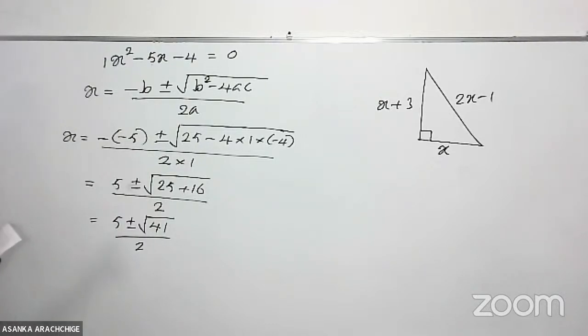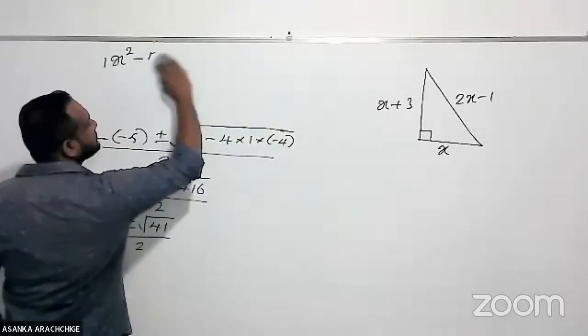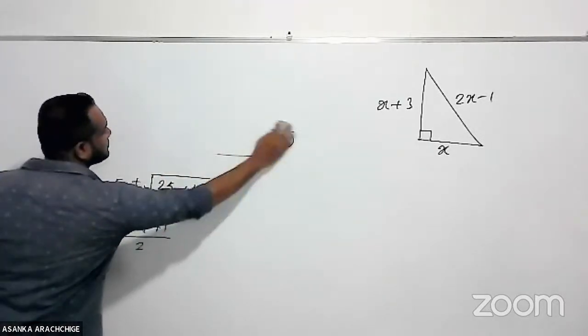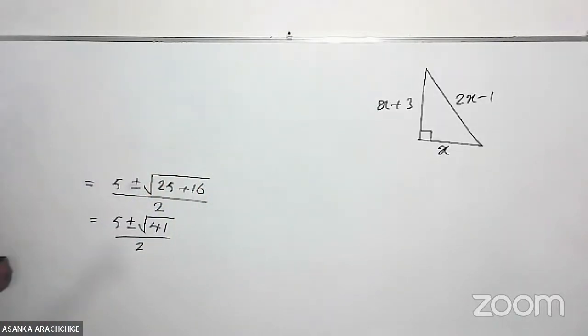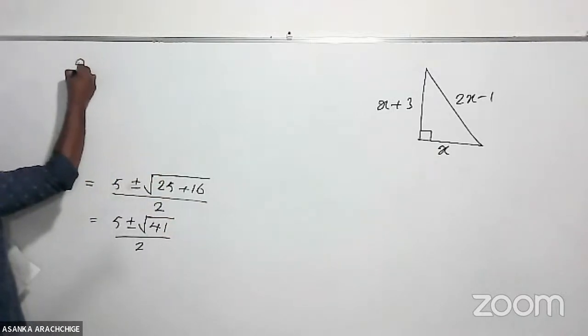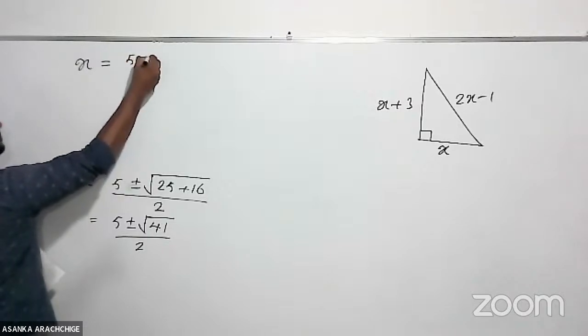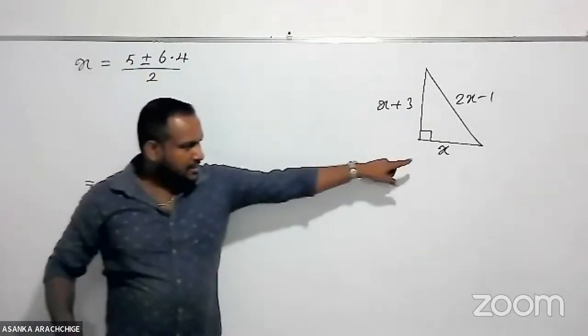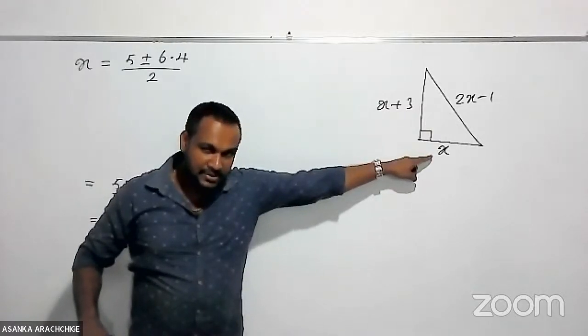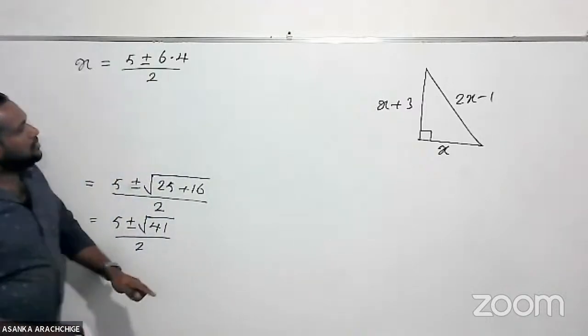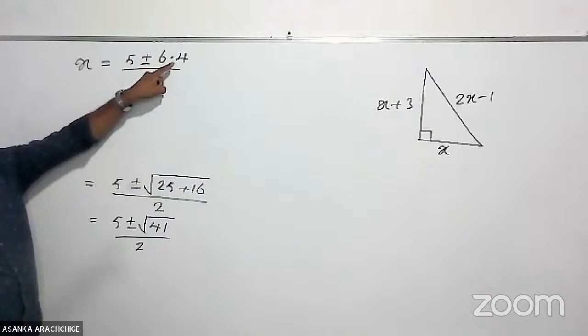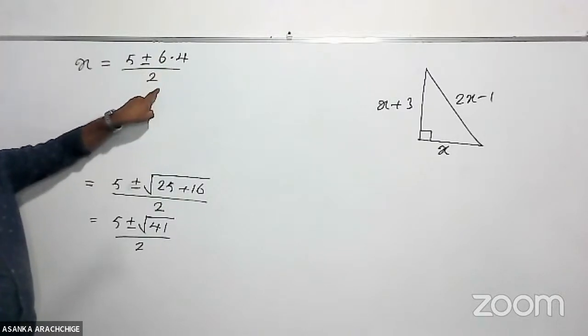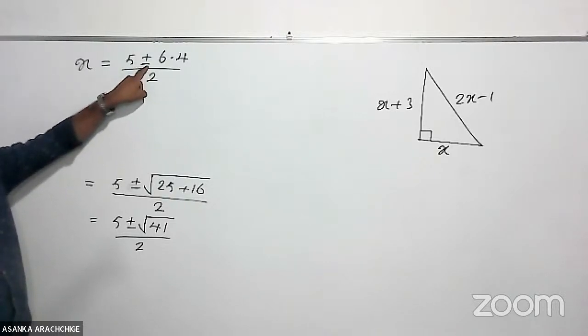What is the given value of the square root of 41? 6.4. Then let's substitute 6.4 for the square root of 41. Therefore, x is equal to 5 plus or minus 6.4, over 2. But look, x is the length of the shortest side. Therefore, that can never be minus. If you take the minus value, 5 minus 6.4 is a minus value. When divided by 2, even then it is minus. Therefore, the minus sign is not suitable.